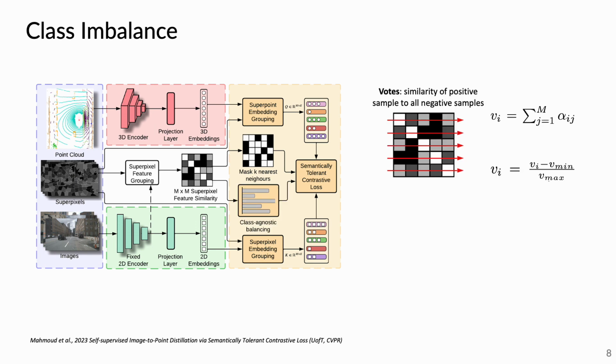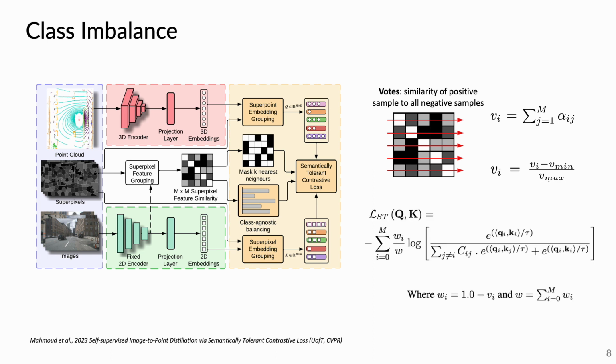To address the issue of severe class imbalance without having access to labels, we reason that superpixel to superpixel similarity can also be used as a proxy for class imbalance. For example, for a well-represented sample in a batch, its associated superpixel feature will have high aggregate similarity with all negative samples, while an underrepresented sample will have low aggregate similarity. To balance the training, first we compute votes for each sample based on aggregate similarity with negative samples, then we apply min-max normalization. Finally, for each positive sample, we assign a weight that's inversely proportional to the aggregate similarity to reduce the dominance of well-represented samples.